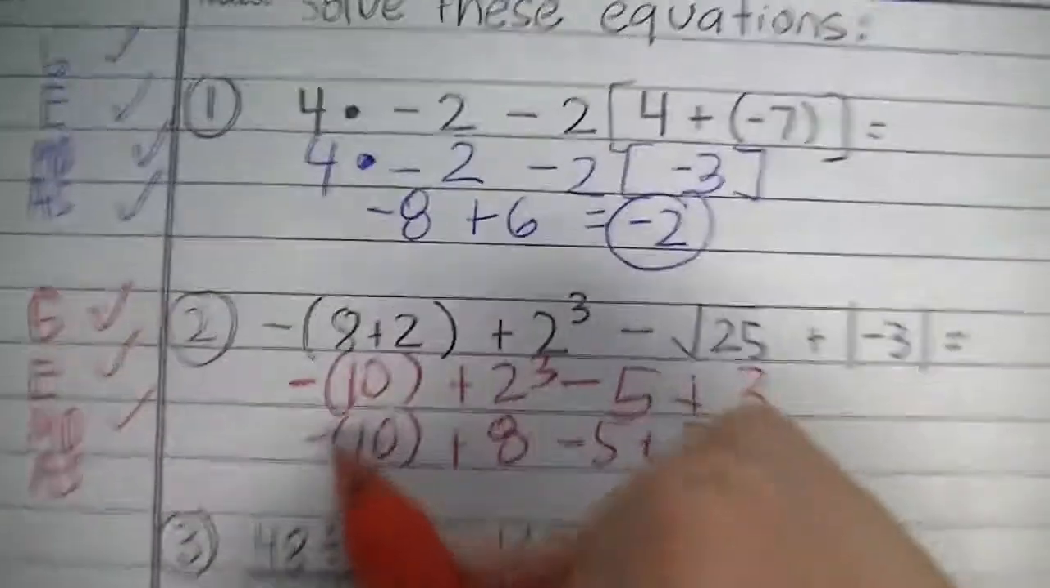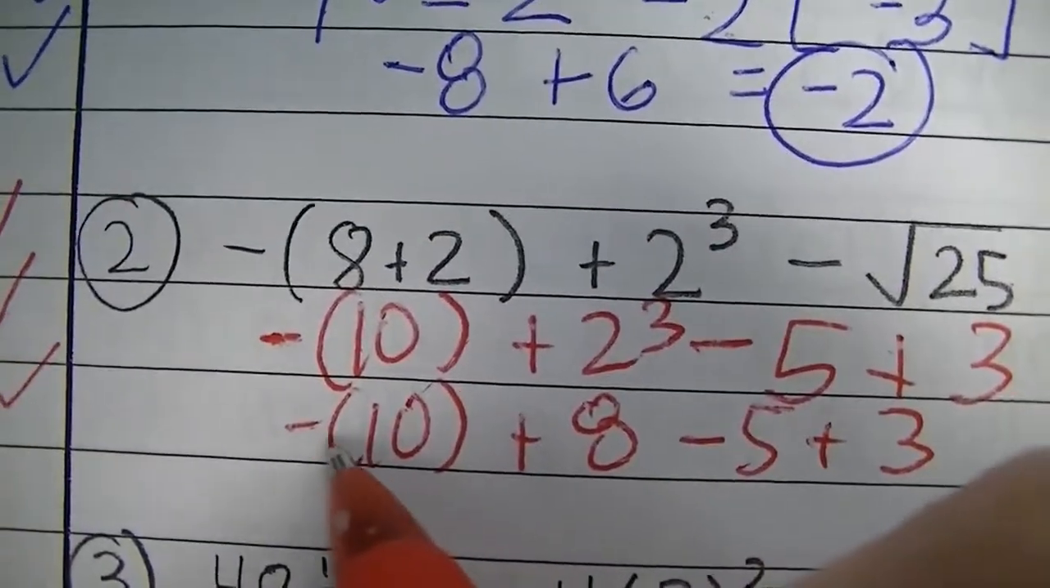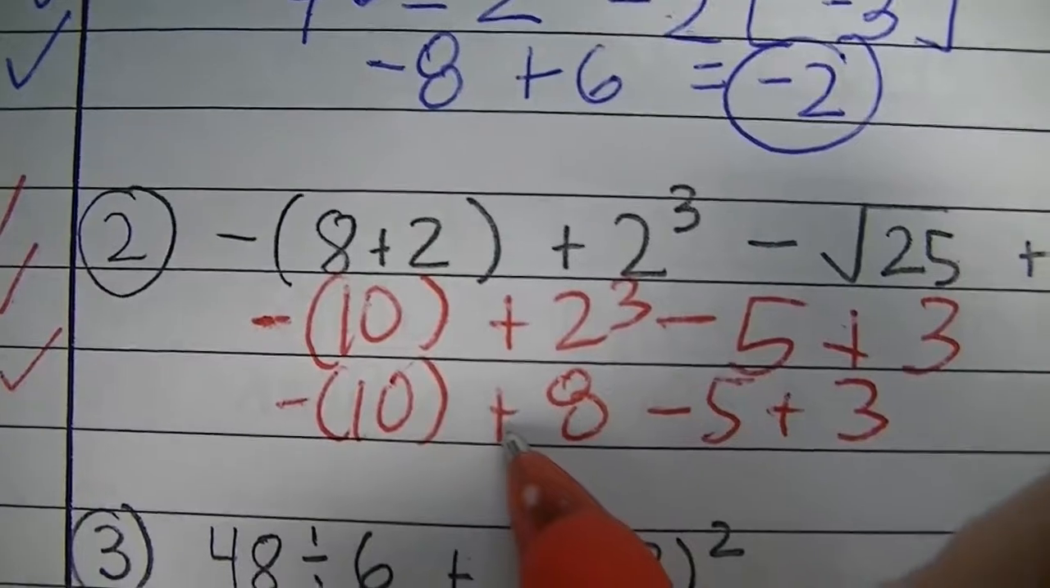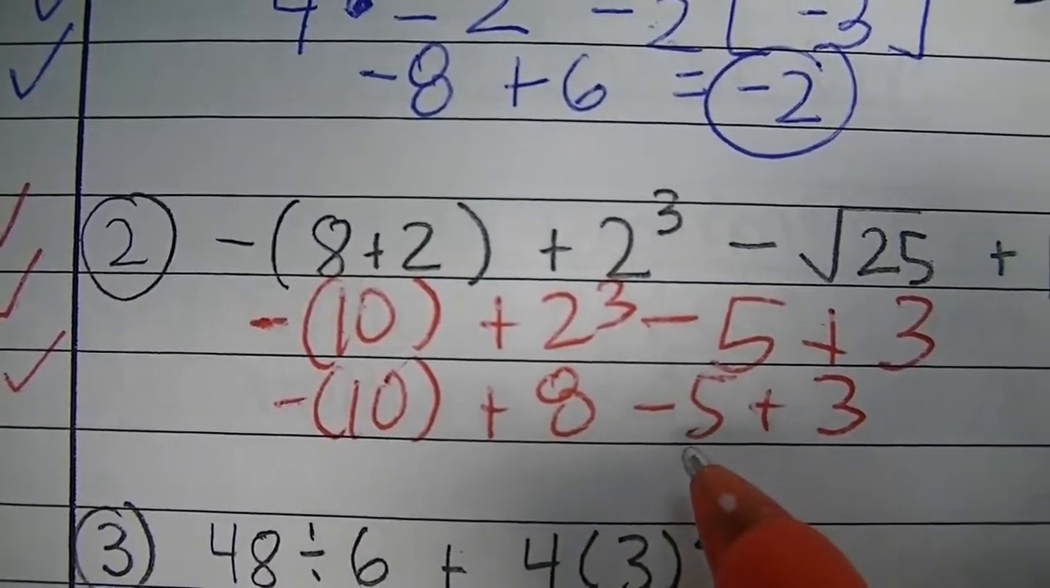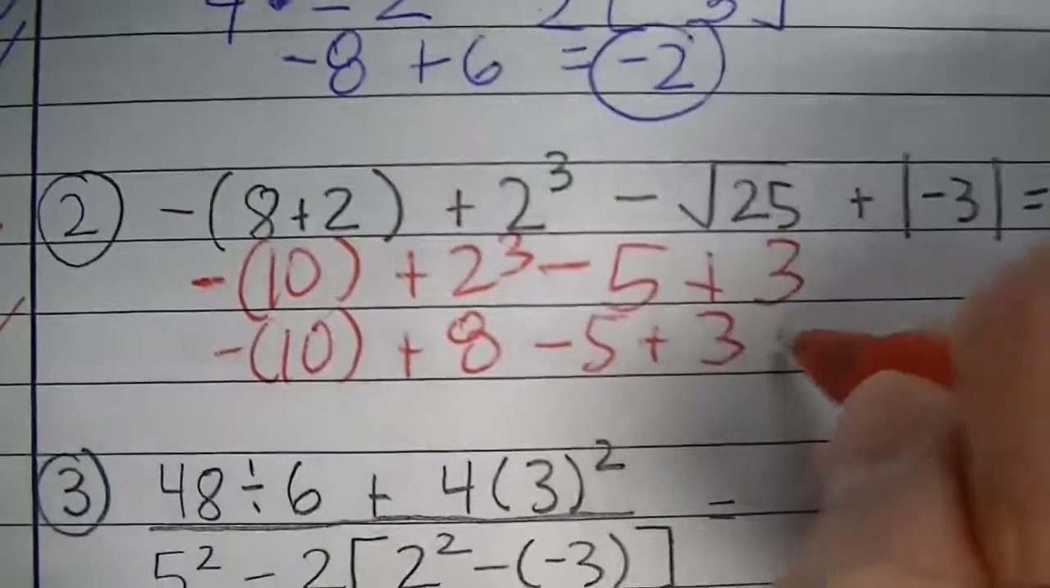Add and subtract from left to right. So this right here is really just negative 10. So negative 10 plus 8 is negative 2. Negative 2 minus 5 is negative 7. Negative 7 plus 3 is negative 4.